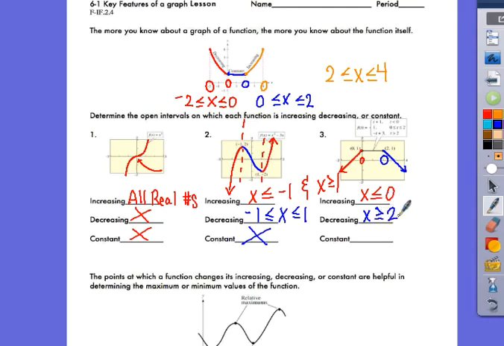Good. What about constant? Is it constant somewhere? Yes, it is. It's constant between 0 and 2. So the x values that come between 0 and 2, that is where the function is constant.